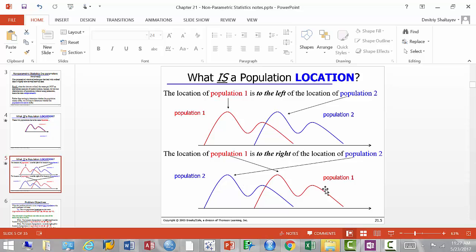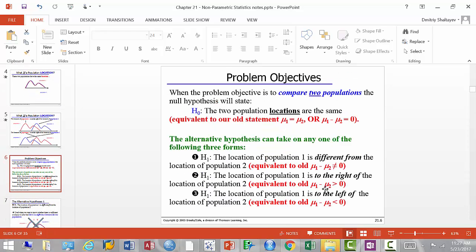If I have the reverse picture, where 1 is shifted to the right, I'm going to say that population 1 is to the right, or greater than population number 2, right? Remember when we compared two populations, we discussed that everything is about mu1 minus mu2. Our three forms of hypothesis are mu1 minus mu2 equal to 0 versus not equal to 0, mu1 minus mu2 greater than or equal to 0 versus less than, and also less than or equal to 0 versus greater than, right? These are the three forms of hypothesis that we decided to test when we're talking about two populations.